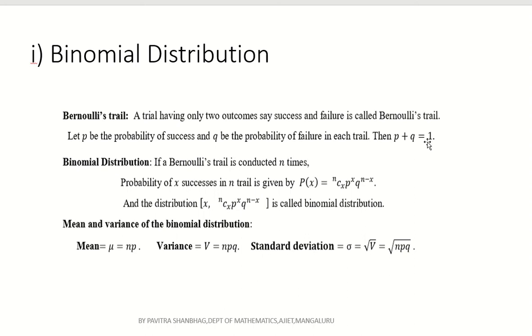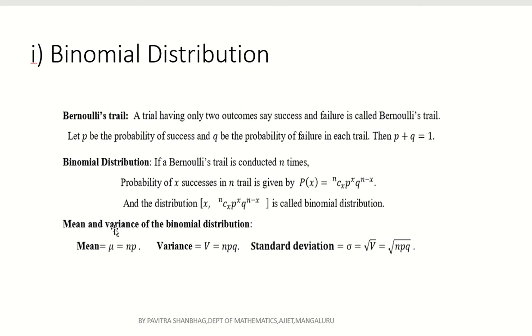Okay. Now binomial distribution. If a Bernoulli trial is conducted n times, then the probability of x successes in n trials is given by what? Since it is connected to the binomial theorem, this can be written in the form nCx p power x q power n minus x. Okay. And the distribution x comma nCx p power x q power n minus x is called binomial distribution, or you can write in general x comma P of x. P of x is nothing but nCx p power x q power n minus x. This one we have already discussed in the previous chart.